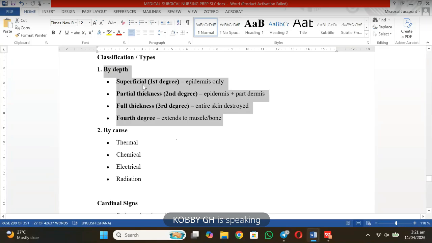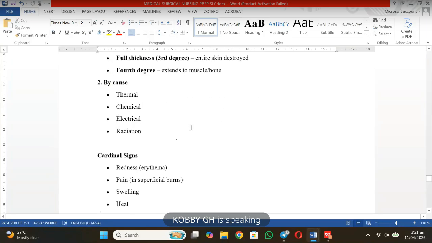If we say superficial burn, it means a burn that affects the epidermis only. That is a superficial burn. Now, partial thickness burn affects the epidermis and part of the dermis. Full thickness burn affects the entire skin, meaning the epidermis and the dermis, and even the hypodermis. Then we have the 4th degree burn, which extends to affect muscles and bones.